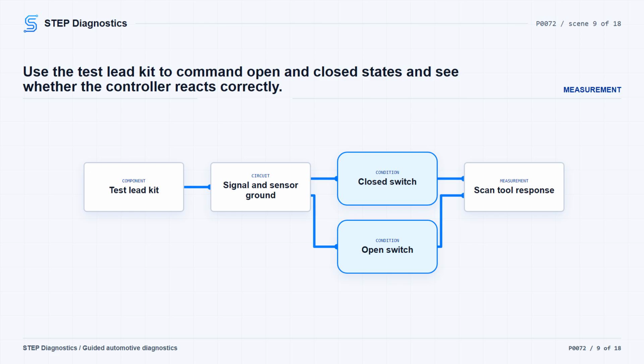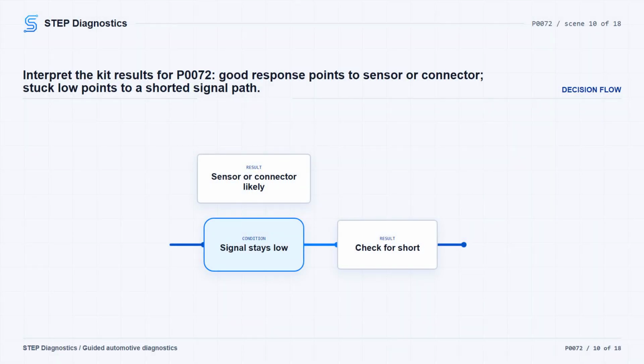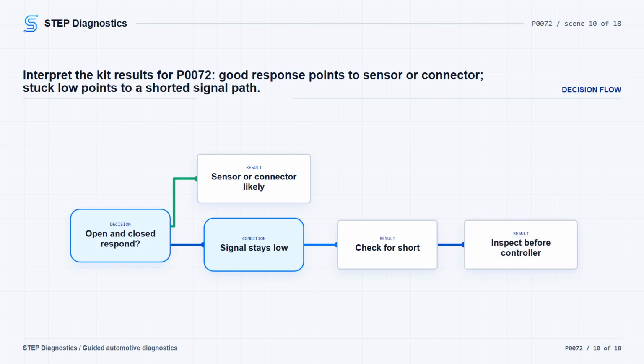If monitoring for faults, the circuit high fault should set with the switch open, and the circuit low fault should set with the switch closed. If both responses are correct, the controller and the sensor circuits are responding correctly, so the sensor or its connector becomes the likely problem area. If the signal stays low or only the circuit low fault sets, look for the temperature signal shorted to chassis ground or shorted to the sensor ground circuit. If the signal is not shorted, inspect every related connector before condemning the controller.